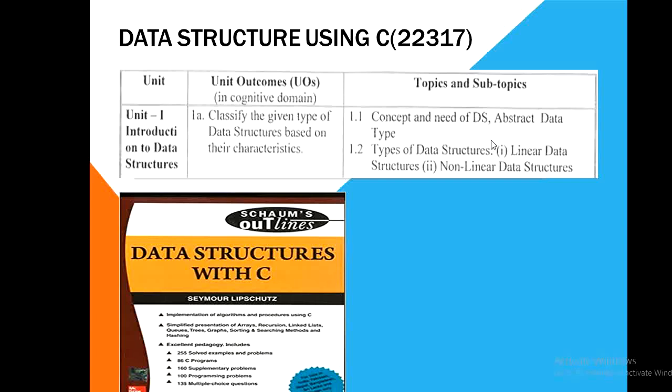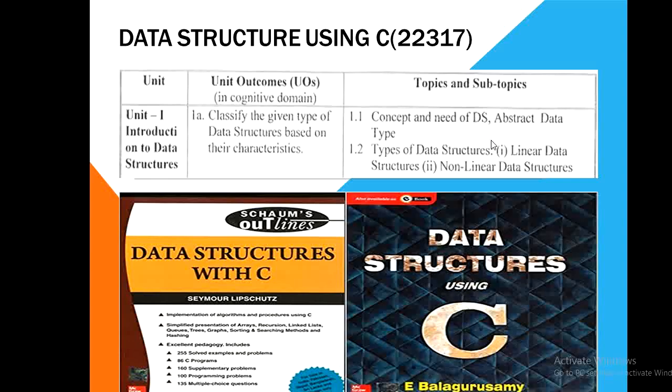For this subject, students may refer to these books: Data Structures with C by Lipschutz, and second, Data Structures using C, written by E. Balagurusamy.